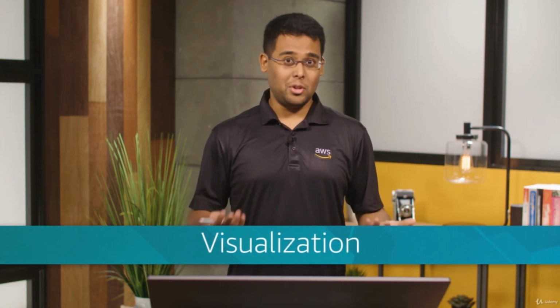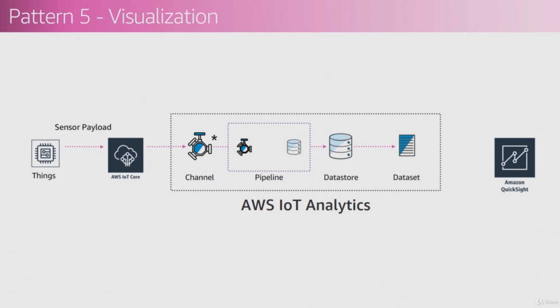The next design pattern we are going to talk about is pretty common. It's visualization. You are getting all the data for doing something beneficial. You are not just doing it for fun, right? So you probably need a way to visualize the data to generate meaningful insights from the data. So you can visualize using several BI tools, but we provide you Amazon QuickSight, which is integrated with AWS IoT Analytics to help you do the same.